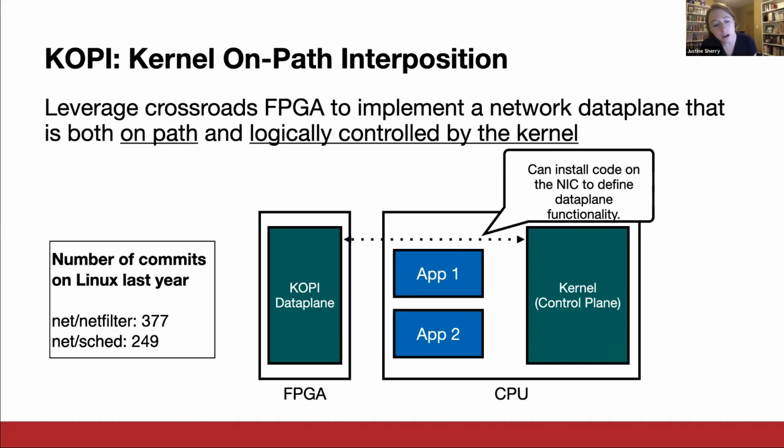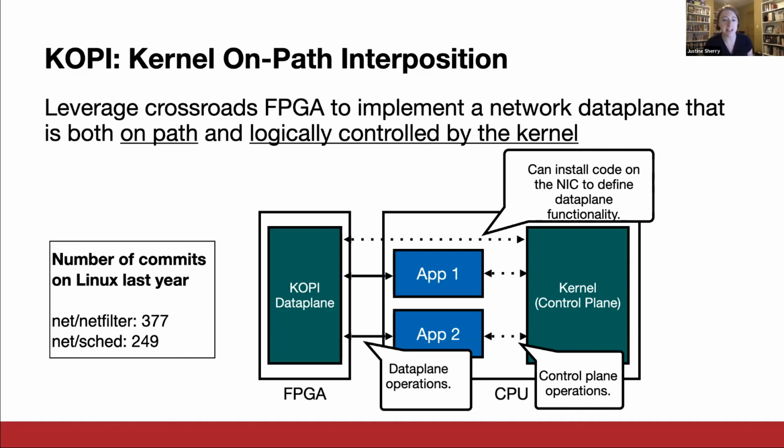Okay, so now when the kernel controls the FPGA, what happens with applications is that the application now has a split interface. The application is capable of talking to the kernel for control plane operations, but for data plane operations, that is when packets are coming on and off of the network, the application just talks directly to the FPGA. It talks directly to the NIC. And so when packets come off and on, physically, they're receiving the same performance as kernel bypass, but they're still getting all of the interposition, all of the functionality that the kernel would normally provide, because the kernel has installed that code onto the KOPI data plane on the FPGA.